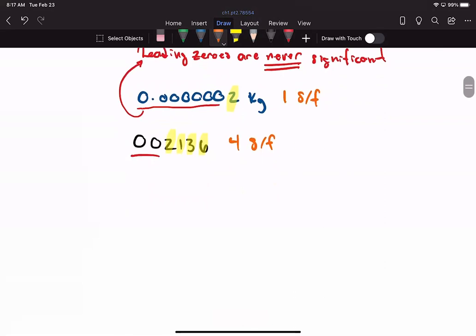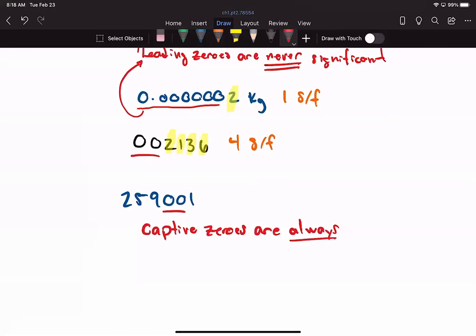The next type of zero are zeros when we get values like this. So here's another type of zero, right? And these are what we're going to consider captive zeros. Captive zeros are always significant. Captive zeros are always significant.